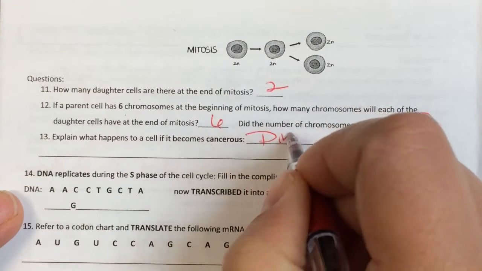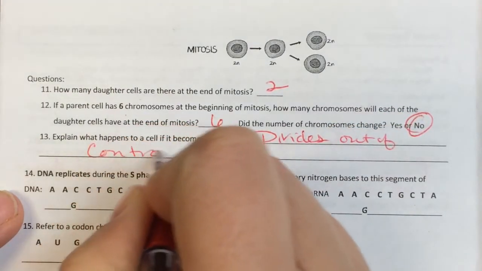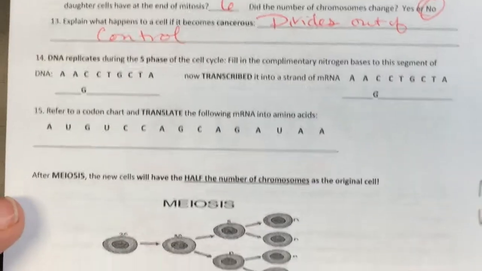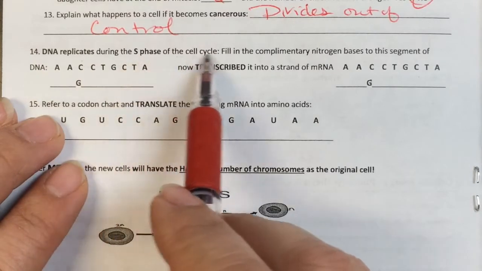Explain what happens if a cell becomes cancerous. It divides out of control. It just goes crazy, like I am trying to finish this while I still have memory in my phone. DNA replicates during the S phase of the cell cycle.